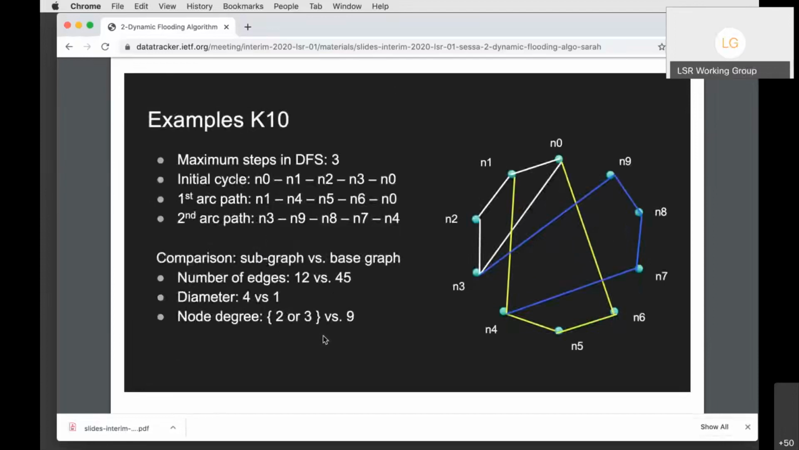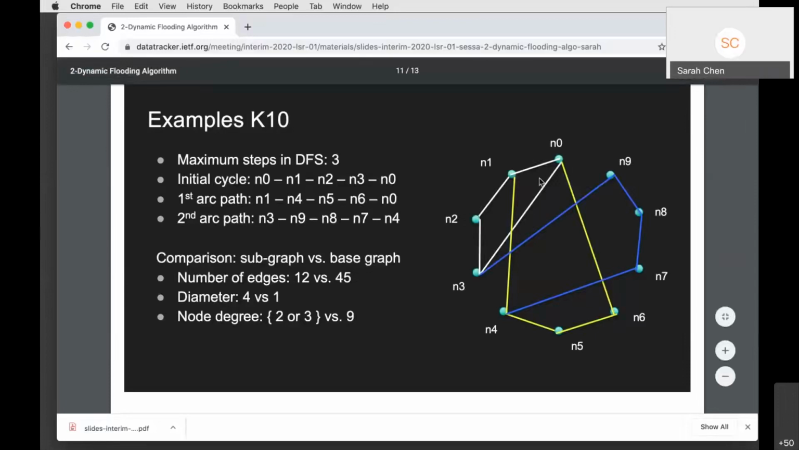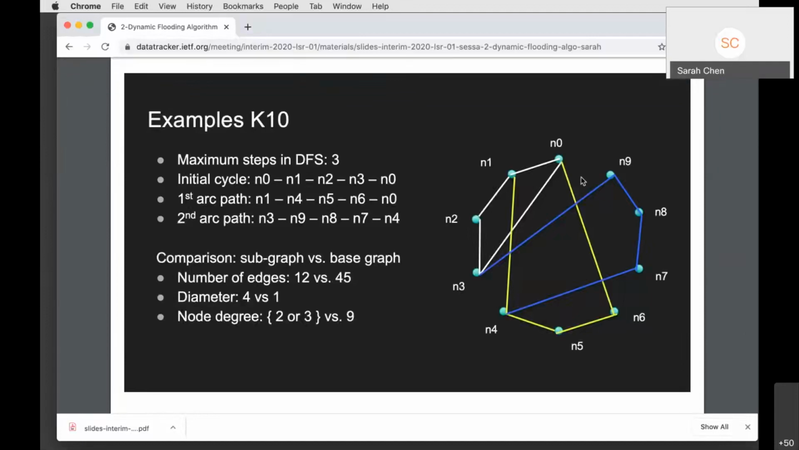So let's quickly go through the example of a complete graph with 10 nodes. I didn't draw all the connections among these 10 nodes, but all of them are connected. We use the maximum steps in DFS as 3, so we go 3 steps and find the way back.